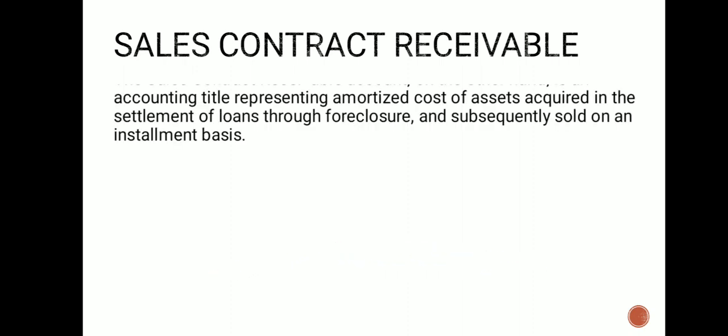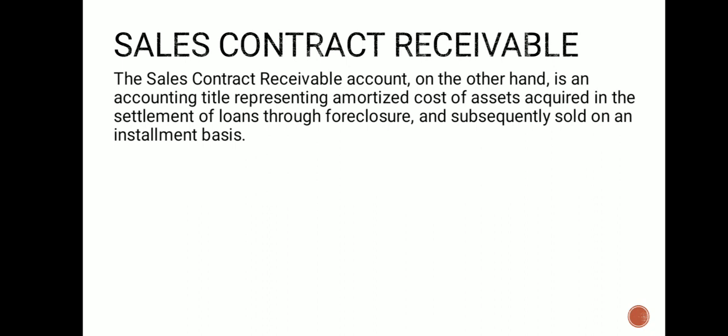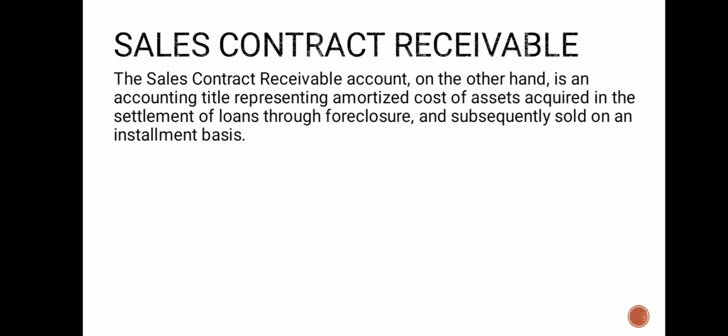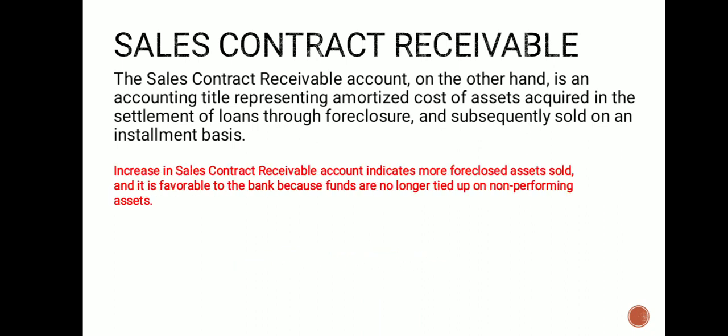So the sales contract receivable is the account title of the properties acquired by the banks through foreclosure in settlement of the loans of the borrowers who failed to pay their loans. And then such properties are sold on the installment basis. The title of the property will only be transferred to the buyer upon full payment of the selling price. Therefore, the increase in sales contract receivable account indicates more foreclosed assets sold, which is favorable to the bank because funds are no longer stacked or tied up on the non-performing assets like the ROPA.